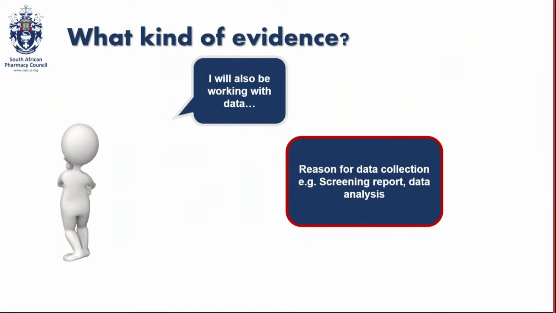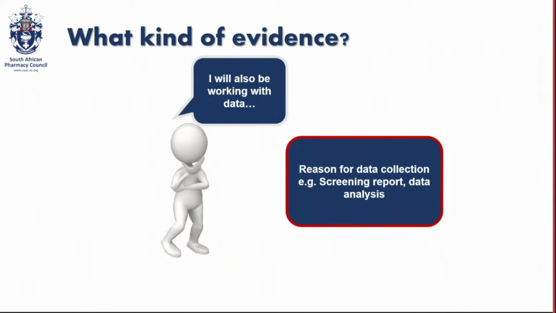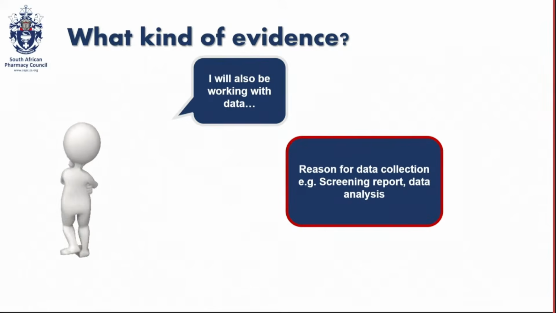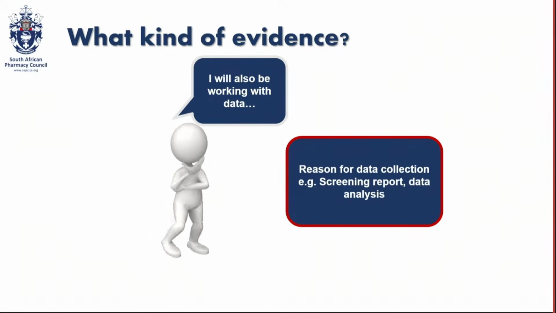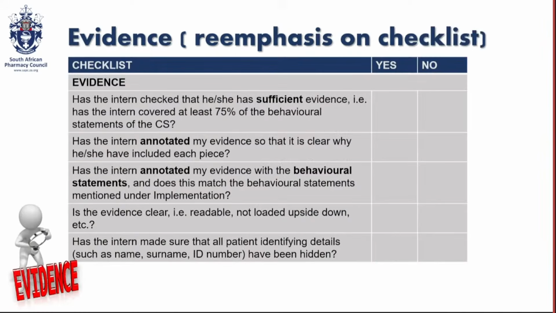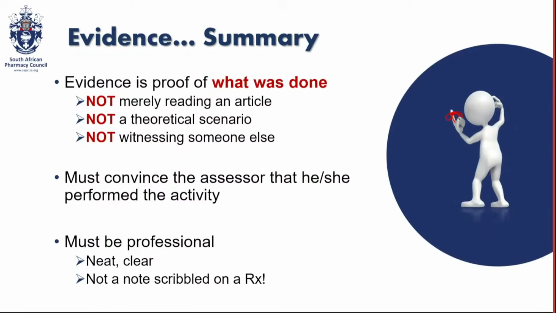Okay. In terms of data collection, why are they analyzing that data, the reason for their data collection, especially in research, where they're doing the research component of the competency standard. And then this is the evidence checklist, which we've covered already. So the summary, what was done, and it's not really just merely reading an article or a theoretical scenario or witnessing someone else. You must convince the assessor that you are competent in that competency standard. It must be clear, it must be visible and easy to read, and it must not be a scribble.